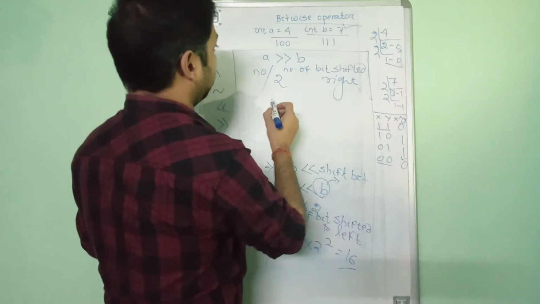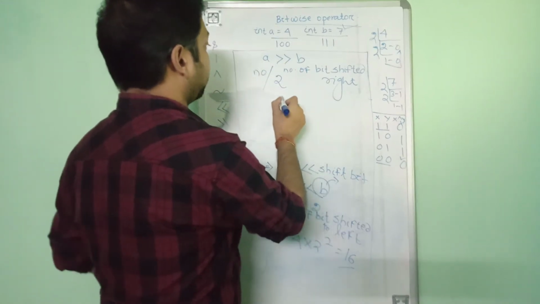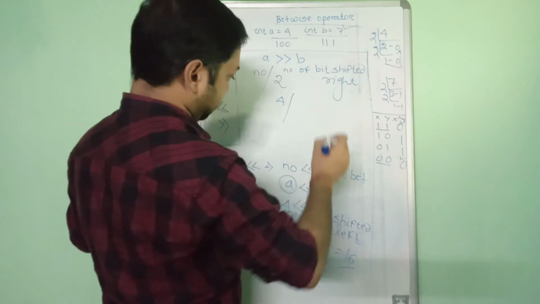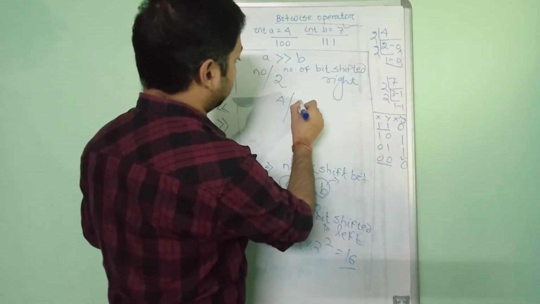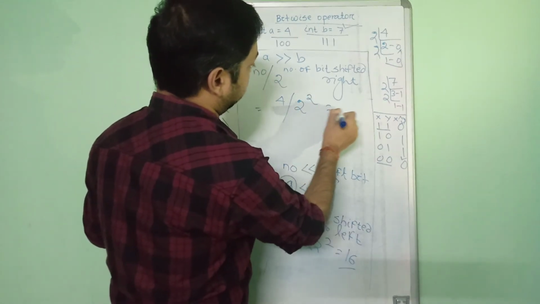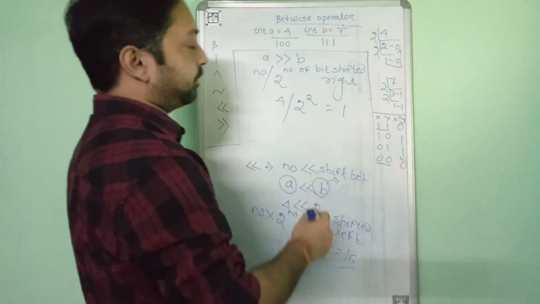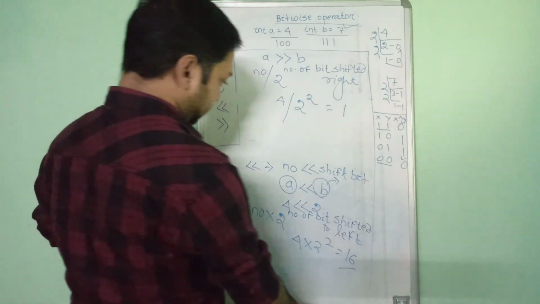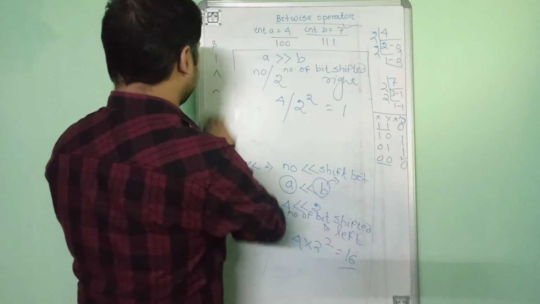Number is nothing but your A. A is 4. 4 by the same one, 2 to the power 2. So that will be 1. Similarly you can perform the same operation on B. So this is all about the bitwise operator.